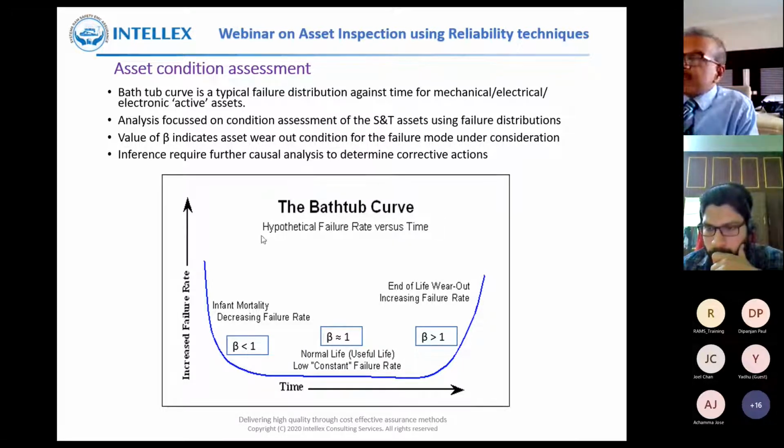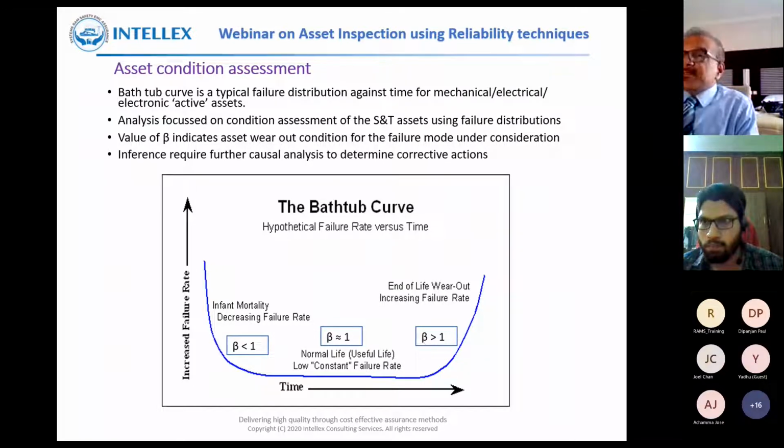OK, so when it goes to the end of the wear out period, the failure rate starts to increase, and this is the time you would like to look for upgrades. So this is the general principle of the bathtub curve.